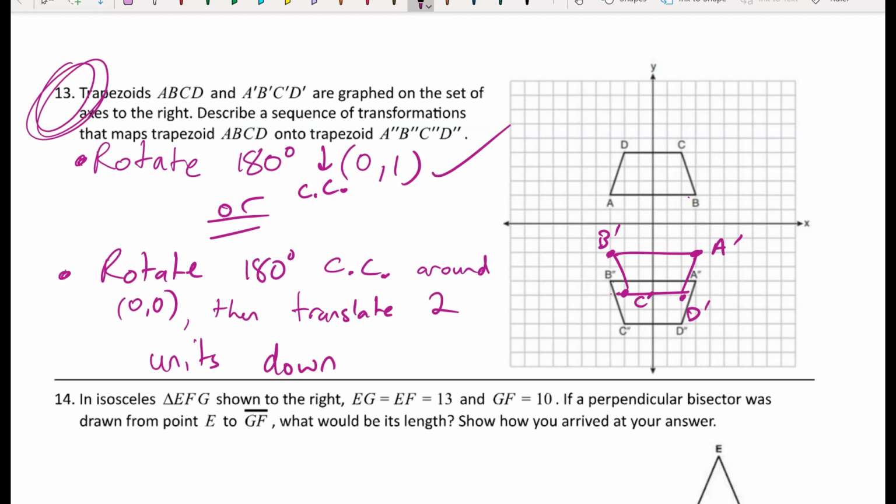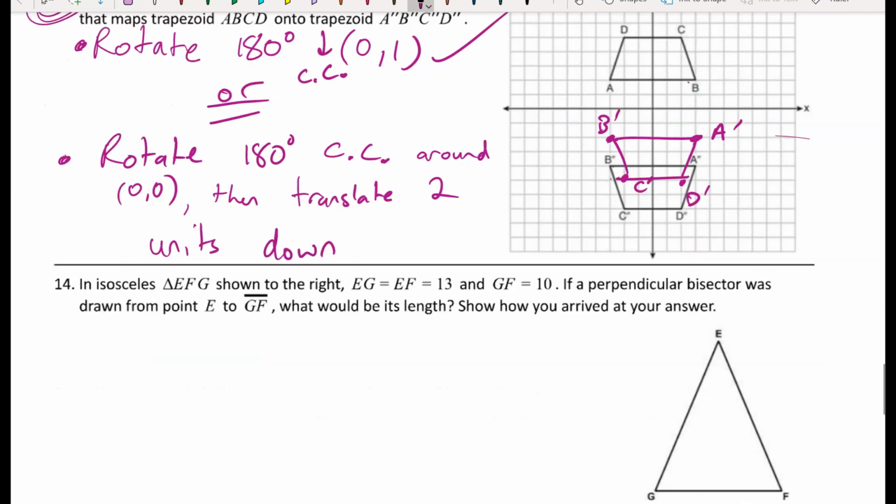There are so many different ways to do this. If you want to reflect over a horizontal line and then reflect over a vertical line, you can do that as well. So if you have questions about your transformations, please ask in class.